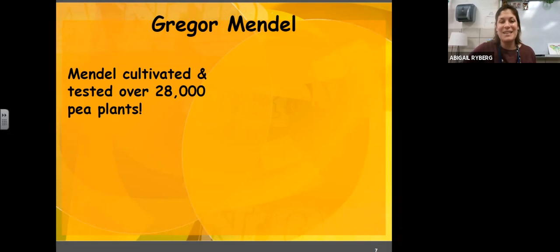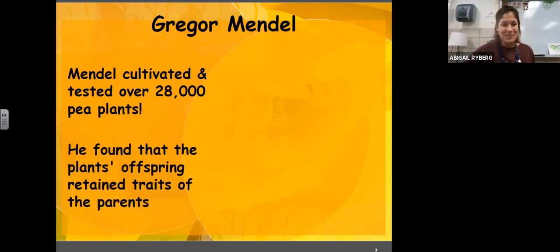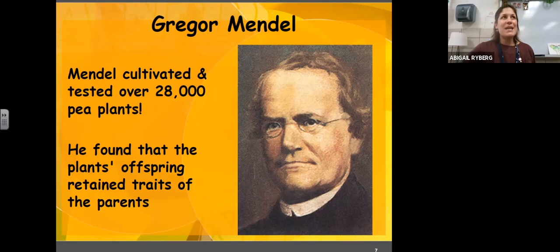It is estimated that Mendel cultivated and tested over 28,000 pea plants, thousands of pea plants, okay? And what he realized was that the plant's offspring retained traits from the parents, right? So he was able to look at a specific pea plant, record observations about the plant, intentionally breed plants, and then look at their offspring. He was really the first person to notice that traits are passed from the parent plants to the offspring.